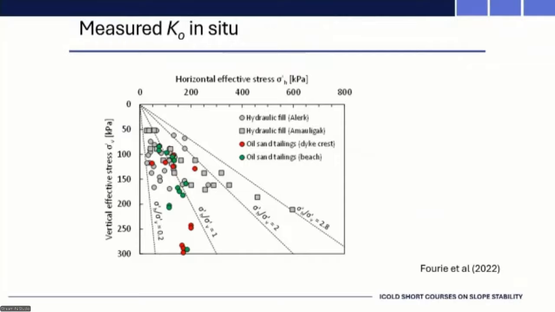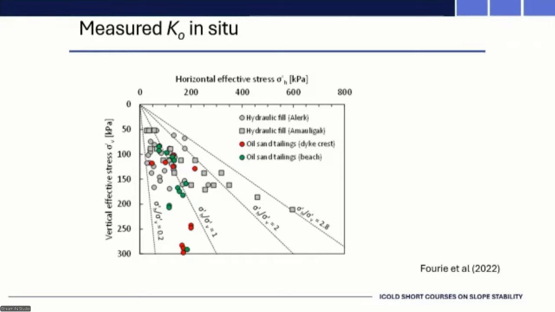So there's a couple of hydraulic fills, a couple of oil sands tailings, both on the beach and on the embankment. And you can see the line on the extreme right is a ratio in excess of 2. Then you've got the ratio of 2, 1, and as low as 0.2. So that's a huge scatter of results from attempts to measure this in the field. And I think that's why people have quite often kind of backed off, saying, well, you know, it really could be just about anything.